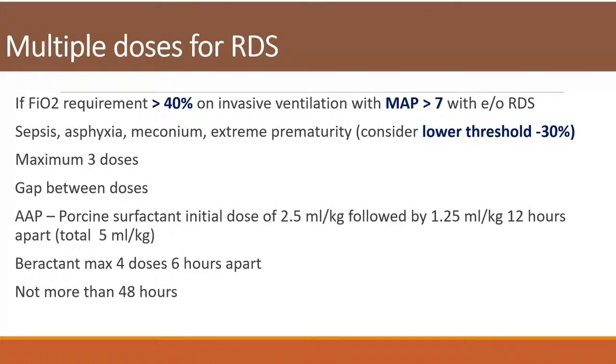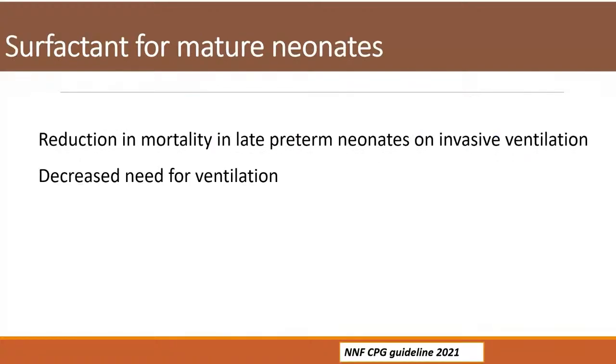And regarding the type of surfactant that is recommended, studies have looked at porcine versus beractant, which is bovine lung mince surfactant, with the usual protocol, beractant being given at a gap of 6 hours, and porcine might be given at a gap of 12 hours, if the neonate continues to satisfy the clinical criteria based on the need for respiratory support.